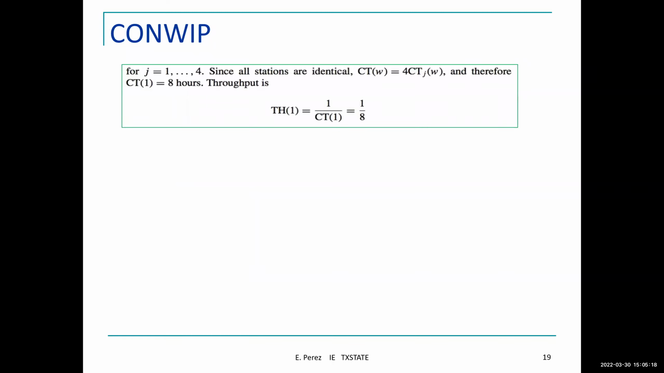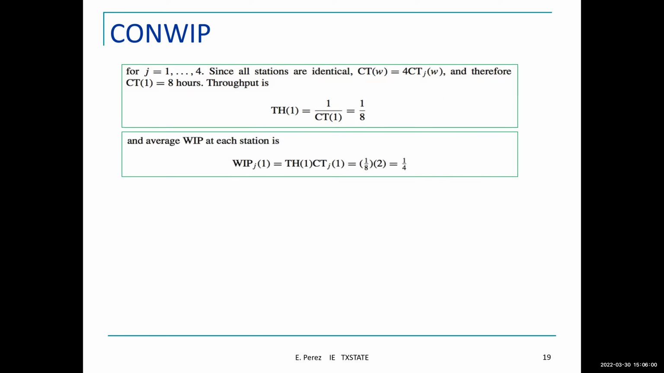For j equals 1 up to 4, since all stations are identical, CTW is going to be equal to 4 times CTJW, and therefore CT of 1, or W equals 1, is equal to 8 hours. So the cycle time for W equals 1 is going to be 8 hours. And we found out that's the case, right? You have one part going through 4 stations, each one taking 2 hours. So it's 2 plus 2 plus 2 plus 2, equal to 8. The throughput is going to be the WIP of 1 divided by the cycle time of 1, which is 1 over 8.